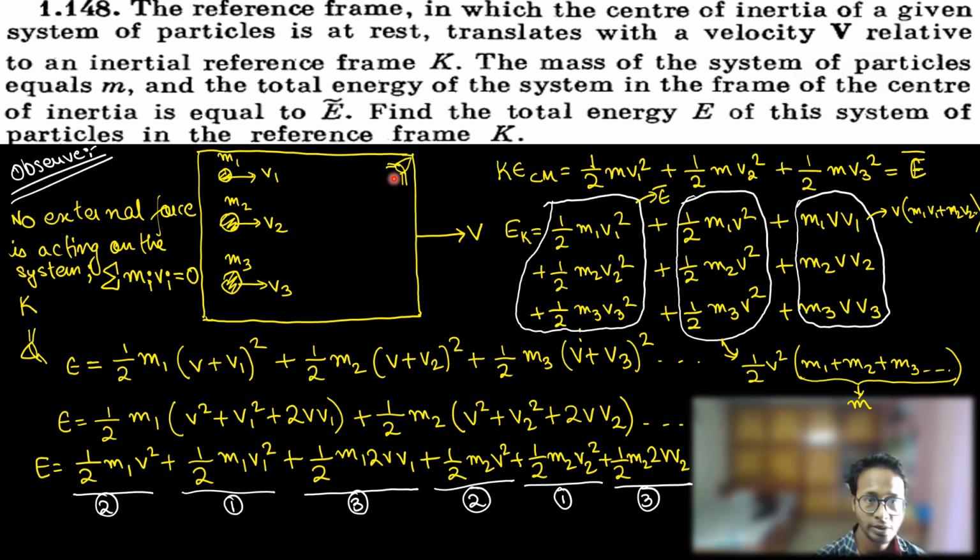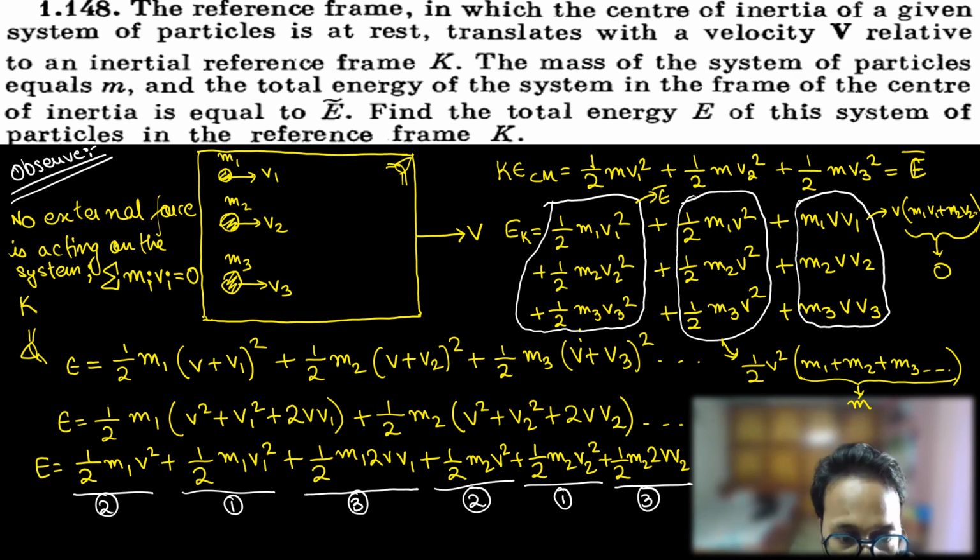So the total momentum of the system, or the velocity of center of mass as seen by this camera, is equal to 0. If the velocity of center of mass as seen by this camera is equal to 0, that means the total momentum of the system is equal to 0. So can I say m1 v1 plus m2 v2 plus m3 v3 plus m4 v4, or total momentum of the system as seen by this CCTV, is equal to 0? So the total momentum of the system is equal to 0.